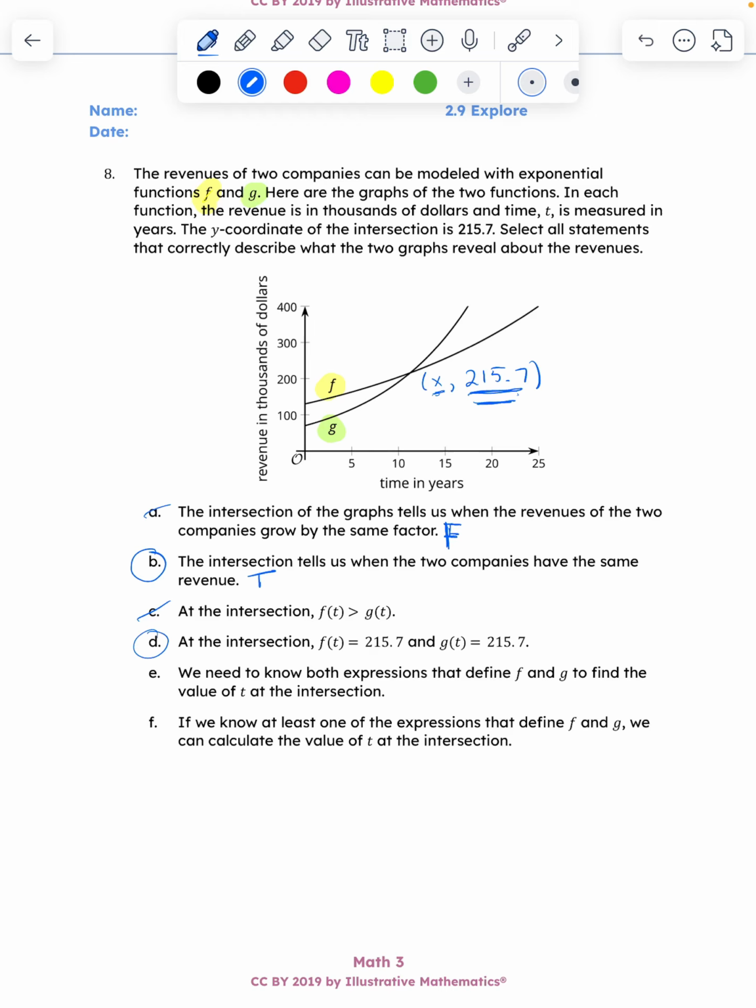So I don't need to know both in order to find my intersection point. I just need to know one if I know what I know here, which is that they intersect at a y value of 215.7. Just need one. It would be nice to have two because then we could plug it into both and confirm. That would be really clean. But we don't necessarily get that all the time, and we don't necessarily need it in this particular case. So just to fill in, so we have it, the false, true, false, true.